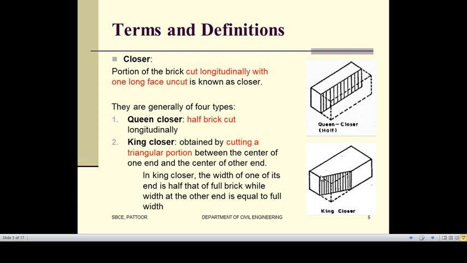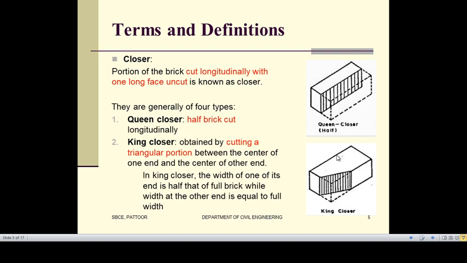King closure is obtained by cutting a triangular portion, and the triangular portion is starting from this half width. See, the width of one of its ends is half that of the full brick, while the width of the other end is equal to the full width. This side it is having only half width, but this side it is having full width. Similarly, this side it is having only half length and this side it is having full length. So that is king closure.